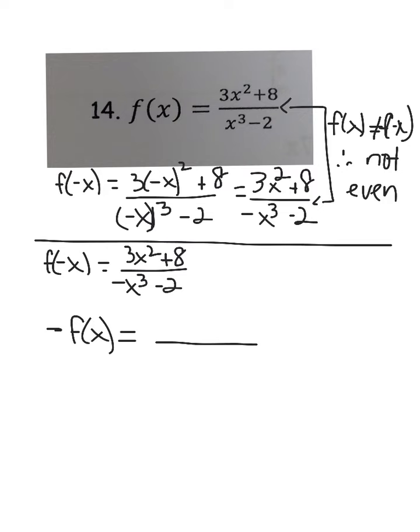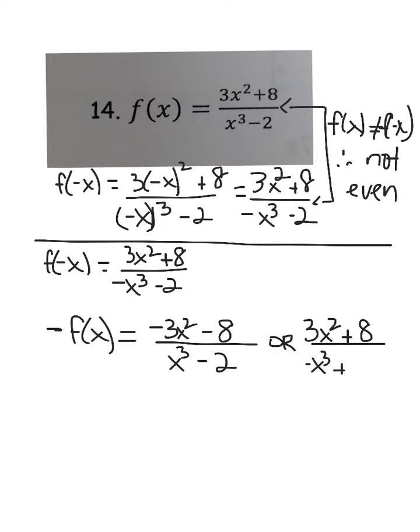So you have a choice here. You can negate the entire numerator and leave the denominator the same, or you can negate the entire denominator and leave the numerator the same. I'm going to do both just so you can see the difference between the two. Okay, so if I negated the numerator, I would have negative 3x squared minus 8, but then that would mean I have to leave the denominator alone. Okay, your other option would be to leave the numerator alone, so that'd be 3x squared plus 8, but change everything in the denominator, so negative x cubed plus 2.